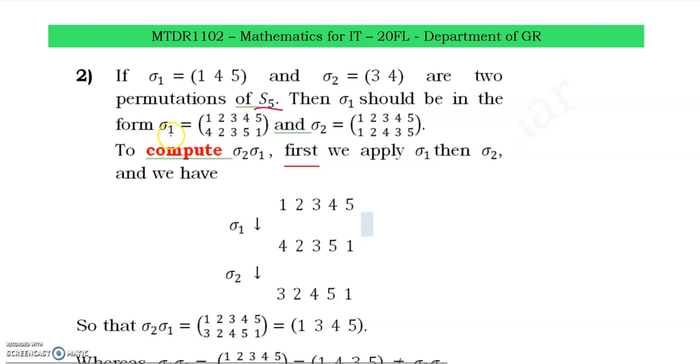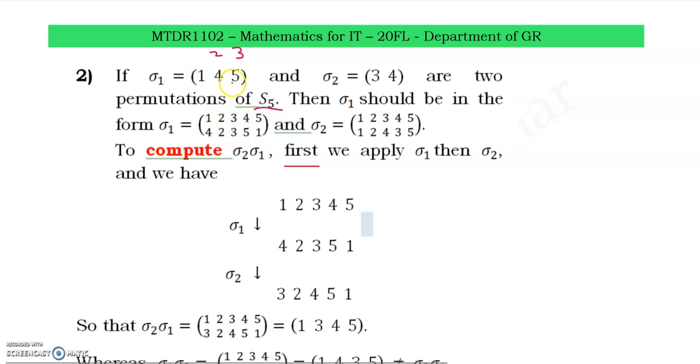Now, what is sigma 1? You write it in the permutation form. See, 1, 2, 3, 4, 5. Now here we have 3 cycles, which means here 2 and 3 are not assigned to any element. They are assigned to themselves. So now 2, write 2, 3, write 3. Then you see the cycle.